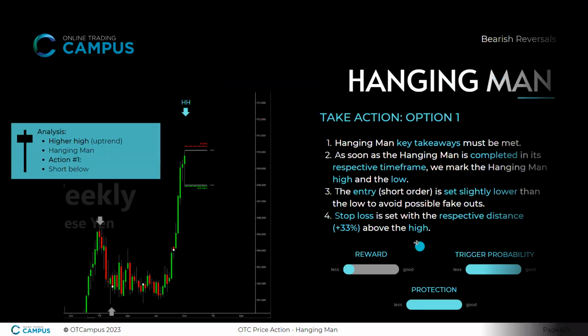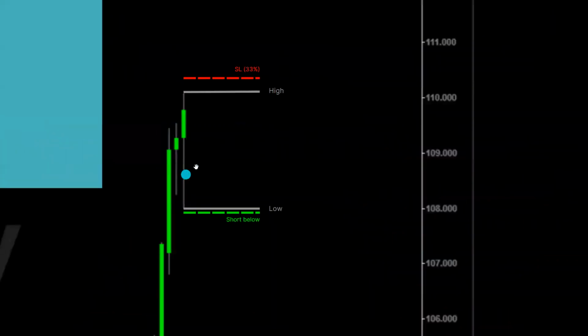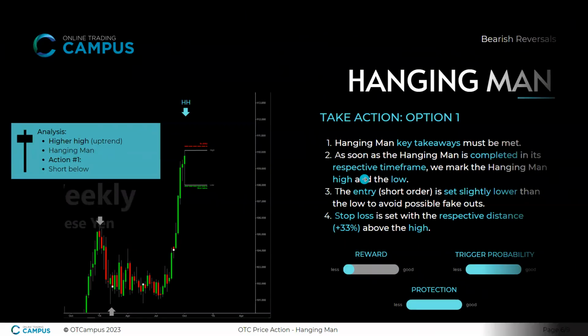Number 4, the stop loss is set with a respective distance, for example, plus 33% above the high. Means here, this is your entry, stop loss above the high, plus 33% is the blueprint recommendation. At the end of the day, of course, it is up to you. The reward could be less, right? Because it depends on the size of the hanging man candle. Most of the time, the hanging man is big maybe, and definitely not so small like option number 2 or 3.